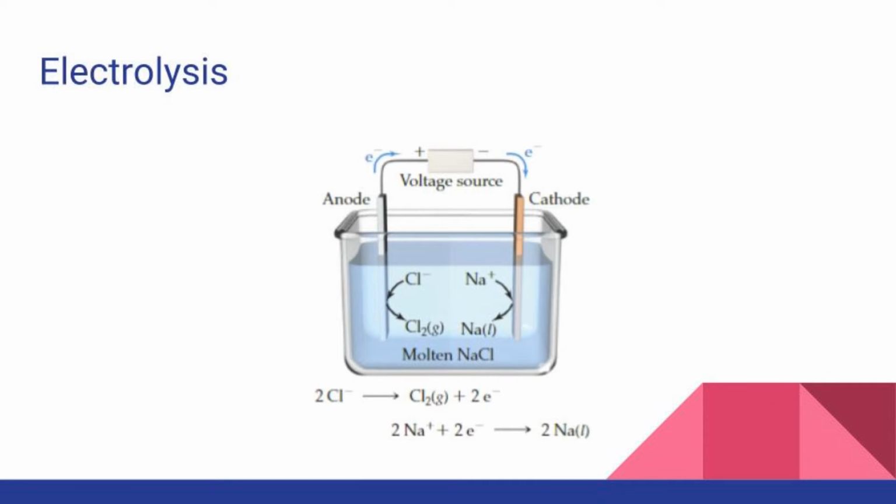Here's an example of an electrolysis reaction occurring in a molten solution. We have chlorine as the anode and sodium as the cathode, and they are both placed in a molten solution of salt. We also have a voltage source, or probably a battery, forcing this redox reaction to occur.